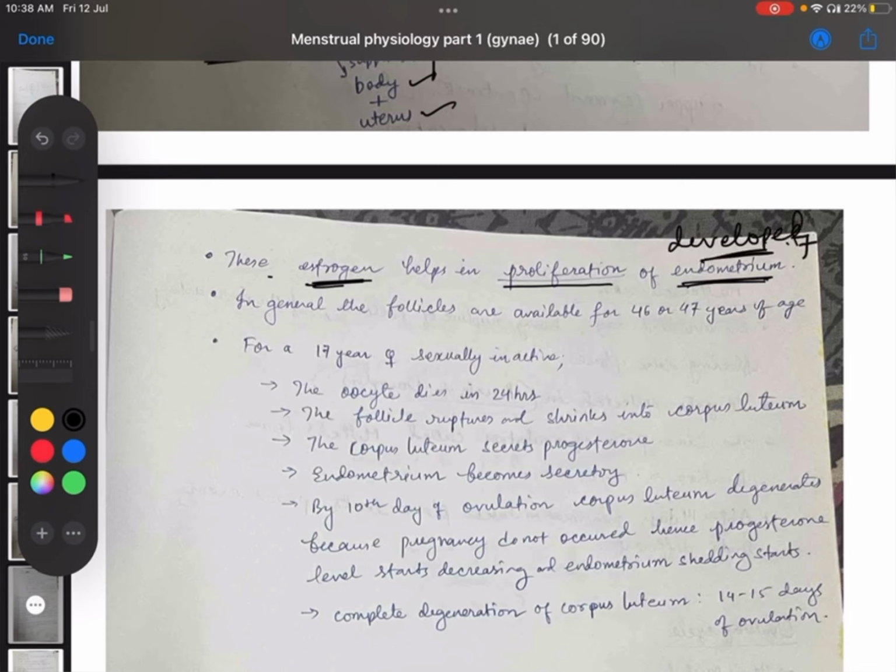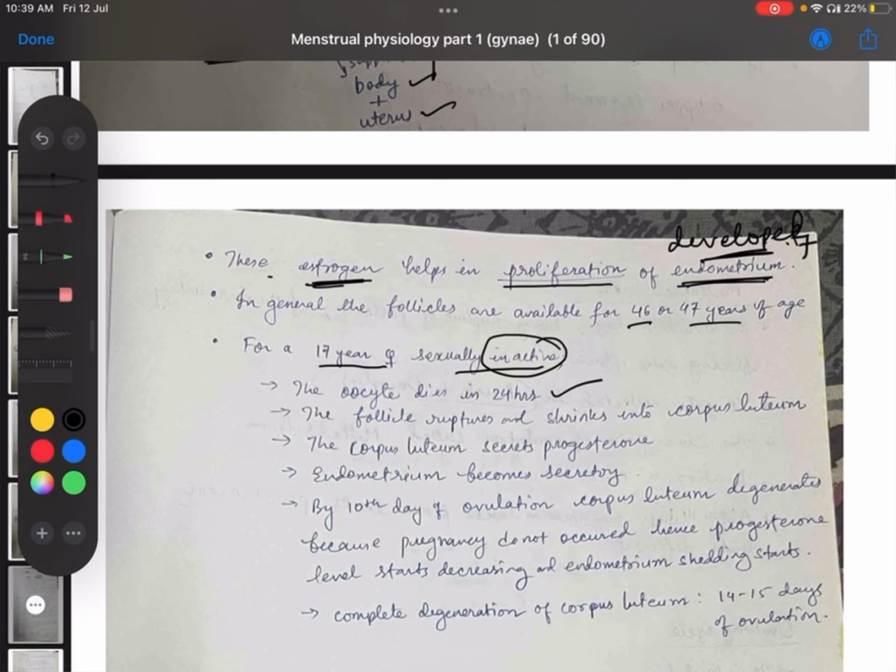In general, the follicles are available until 46 to 47 years of age. After this time, no more follicles will be coming. That is menopause. For a 17-year-old female who is sexually inactive, that means fertilization won't take place. The oocyte dies in 24 hours. We already said that the oocyte dies in 24 to 48 hours.